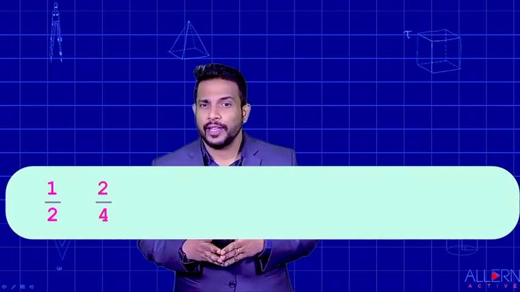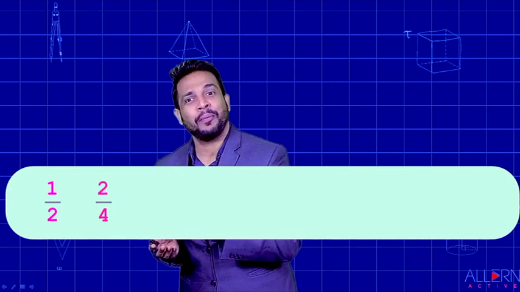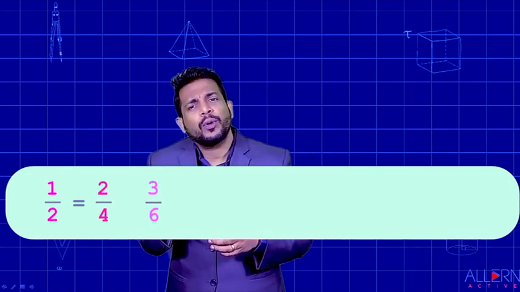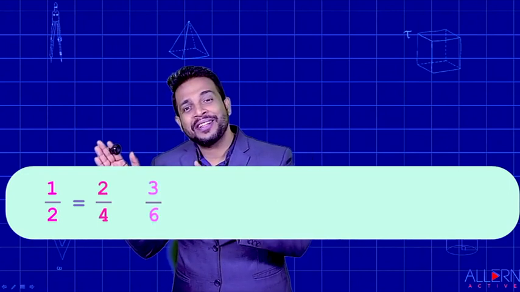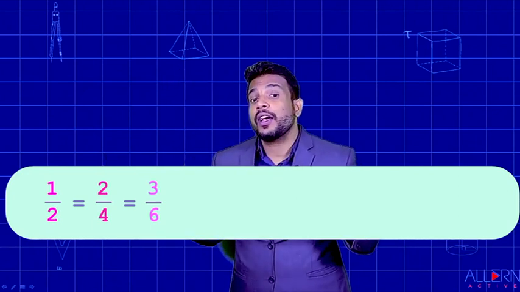Check. Yes or no? Yes. Why? Because 2 ones are 2, 2 twos are 4. That means you get 1 upon 2. It's equal. I give you one more ratio, 3 upon 6. Is this equal to the first one? 3 ones are 3, 3 twos are 6. Yes, it is equal. That means here we have equal ratios.